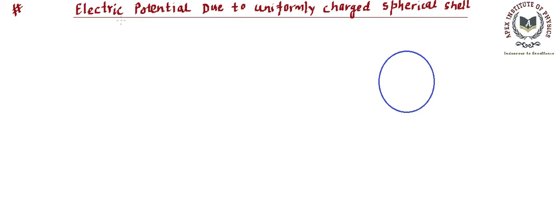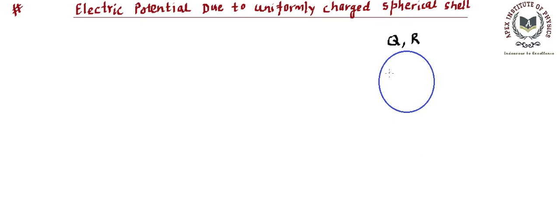In this video we will talk about electric potential due to a uniformly charged spherical shell. So let's say we have this spherical shell which is uniformly charged, and the total charge is Q, that is on its surface, and there's no charge inside it. And let's say the radius of this spherical shell is R.